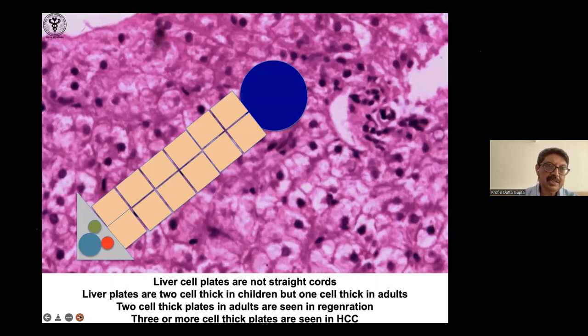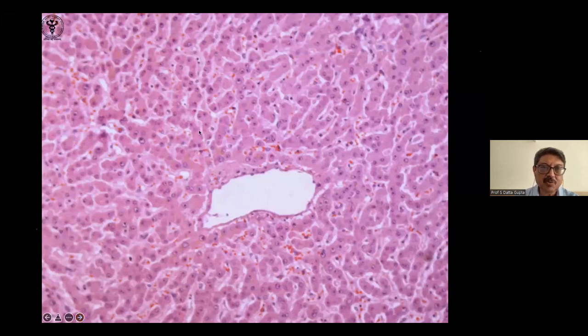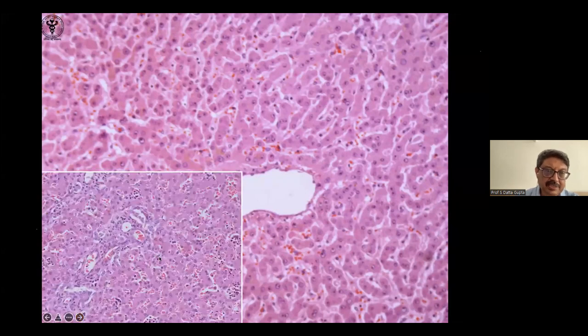In an adult, the liver cells are 1 cell thick. You see this here? Their cords are 1 cell thick, and sometimes you can see the canaliculi here. When it is regenerating, or in children below 4 or 5 years, they are 2 cells thick, right? They are 2 cells thick.